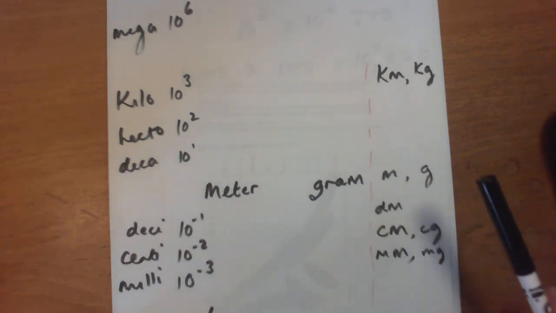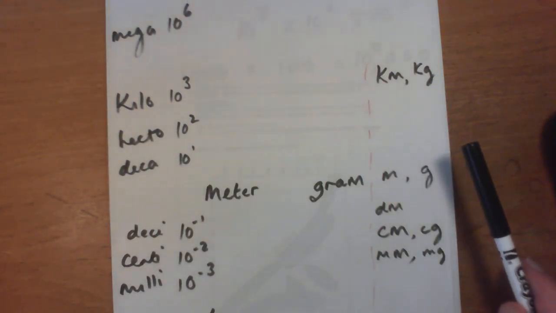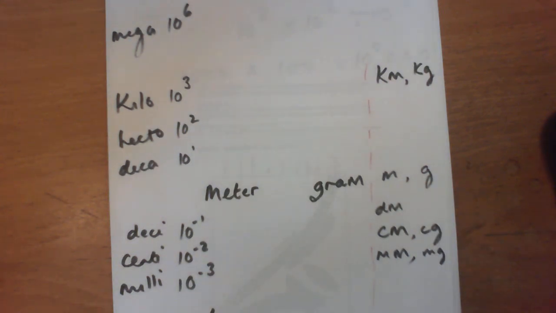What I've got down here on the right hand side is the notation you use for the abbreviations. So the abbreviations are just one letter or 2 letters, and that's all. There's no S on the end because S stands for seconds. There's no full stop. It's just two letters or 1 letter.